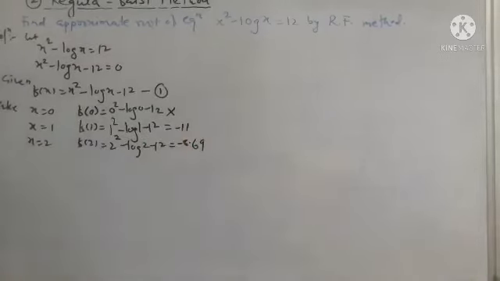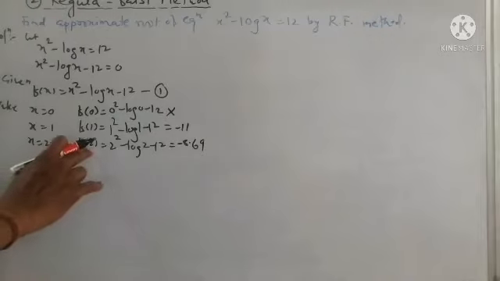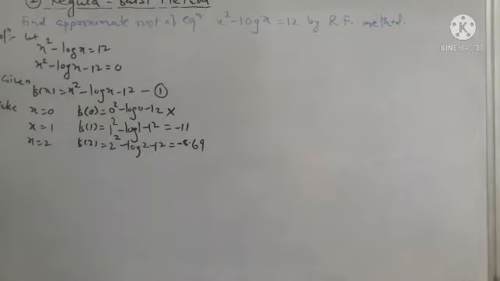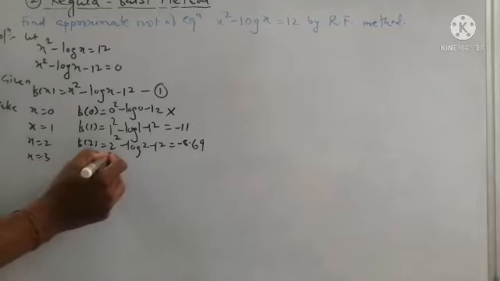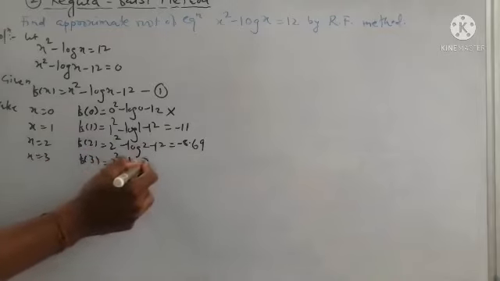So for f of x at 2, the function has a value of minus 8.69, so x is equal to 2 is not a root, as the sign of the function does not change. So the root of this algebraic equation does not lie between 1 and 2, so we take the next value as x is equal to 3, so f of 3 will be 3 square minus log of 3 minus 12.